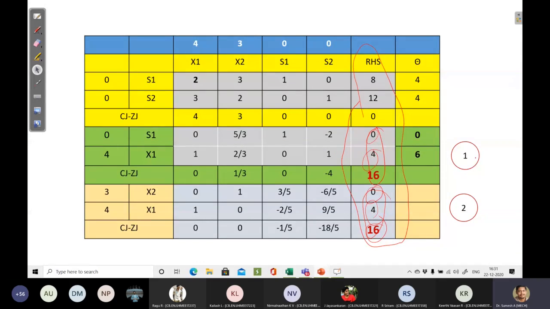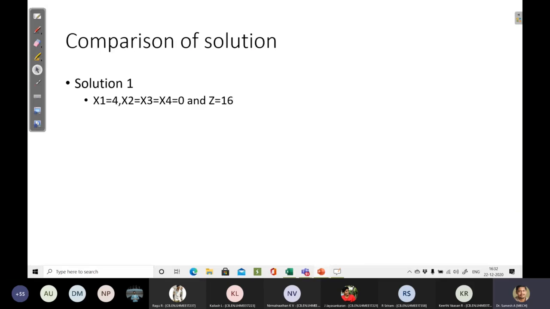So you can see that this is a problem which appears to have two solutions right now. Not two solutions, the same solution is existing. So if we compare, solution 1: X1 is 4, X2, X3, X4 all are 0 and Z equals 16. X3, X4, please note, are S1 and S2. Solution number 2: again X1 is 4, X2 equals 0, X3 equals 0, X4 equals 0.